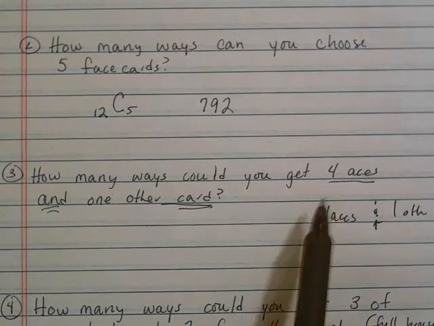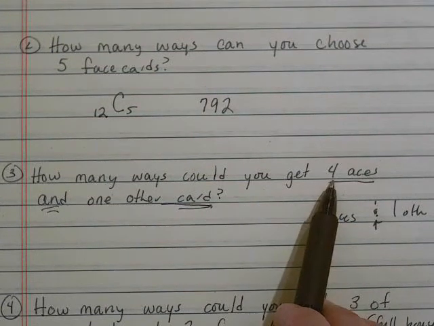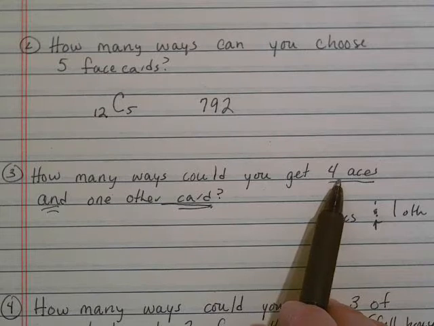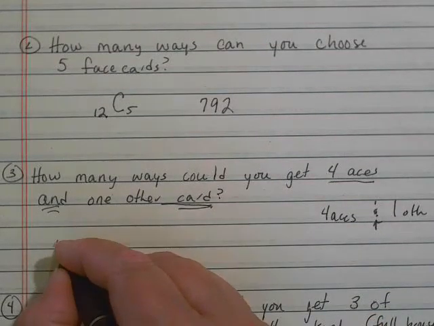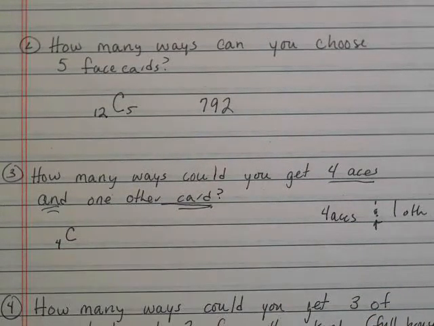So I'm going to start with the 4 aces first. So how many aces are in the deck of cards? 4 of them. And how many do I want to choose? 4. So to get the aces, I have 4 choose 4. And that's something interesting in itself. You should try that on the calculator and see what you get when the number you're choosing from and the number you're choosing are the same. So 4 things, and I want to choose 4.